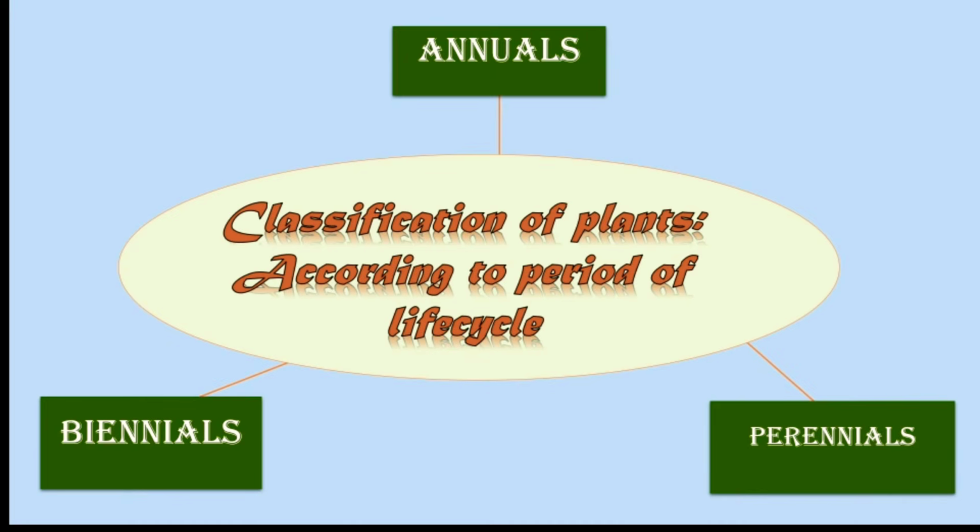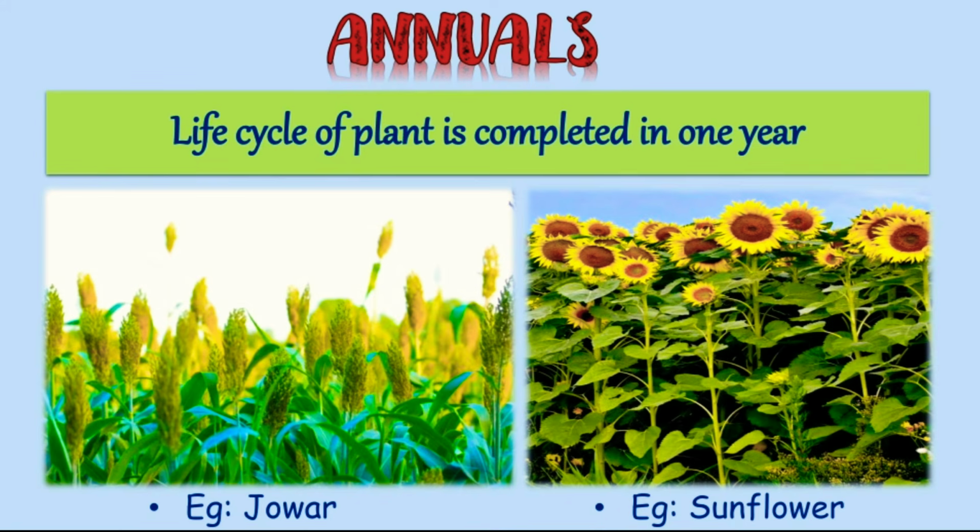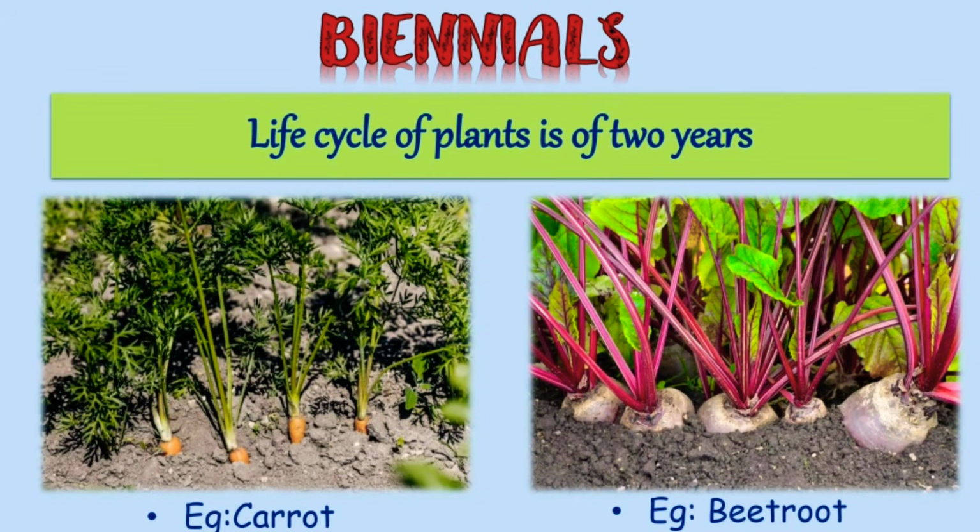According to the period of life cycle, plants are classified into three types: annuals, biennials and perennials. Let's see one by one. First is annuals. So what are the annual plants? When the life cycle of a plant is completed in 1 year, these type of plants are called annual plants. For example, jowar. Jowar needs 1 year for its life cycle to complete. And another example is sunflower.